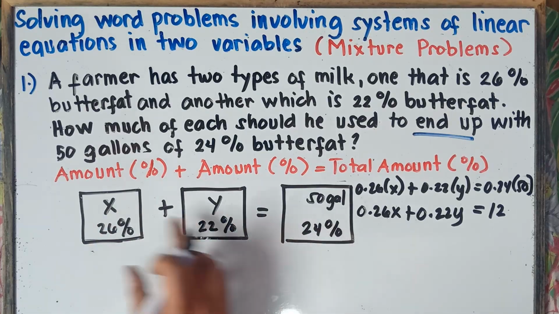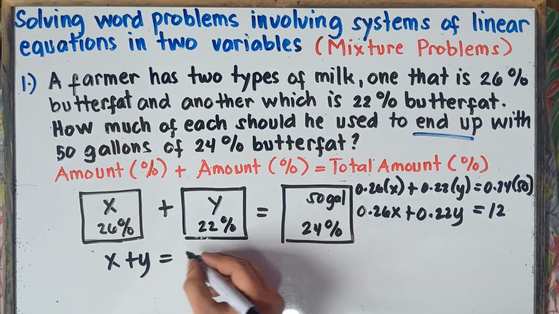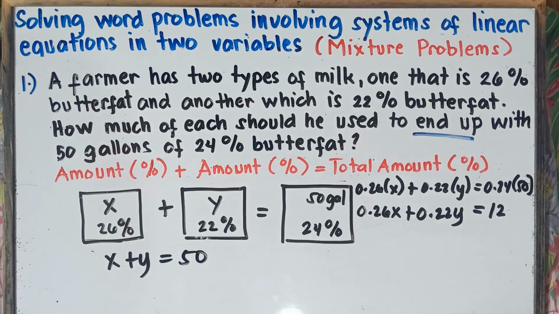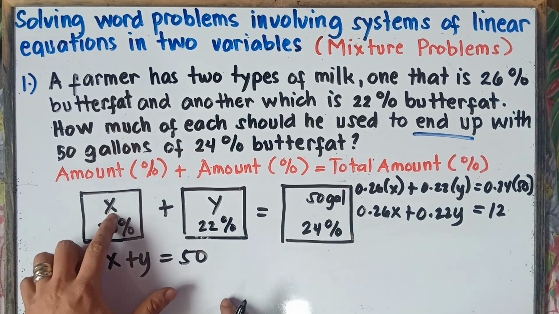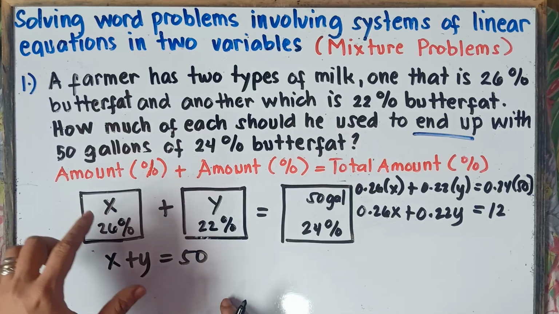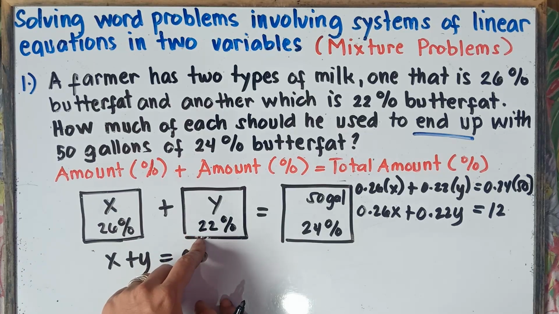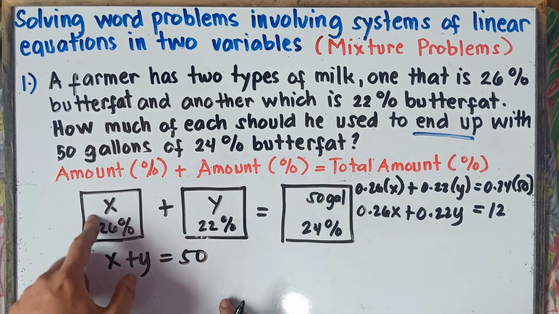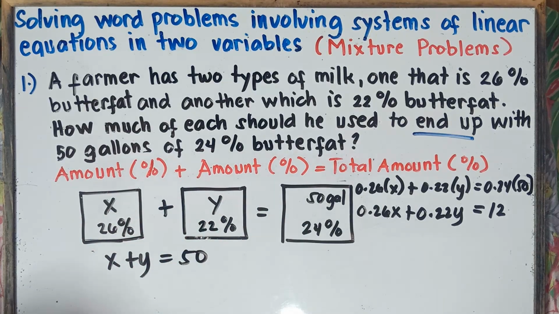Now, in this scenario, class, in this given box, we can say that x plus y is equal to 50, right? If you add the 2 gallons, the total, class, is 50 gallons. So therefore, you can say that x, the number of gallons of 26% butterfat plus the number of gallons of 22% butterfat is equal to 50 because x plus y is equal to 50, right? Because the total number of gallons, that would be 50. So therefore, we can say that x plus y is equal to 50.